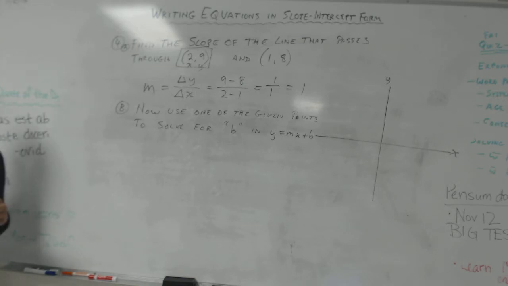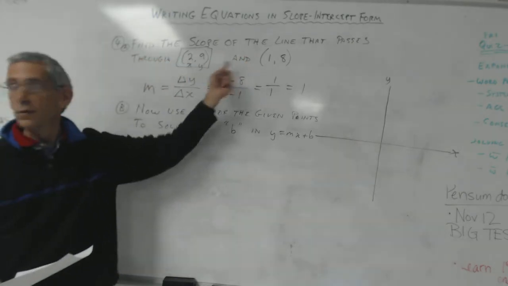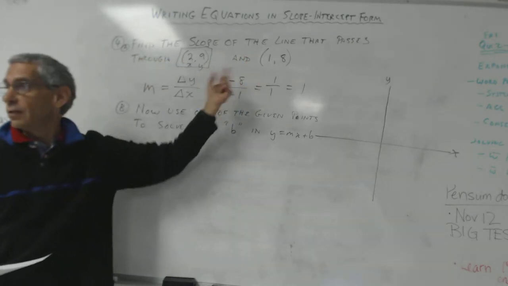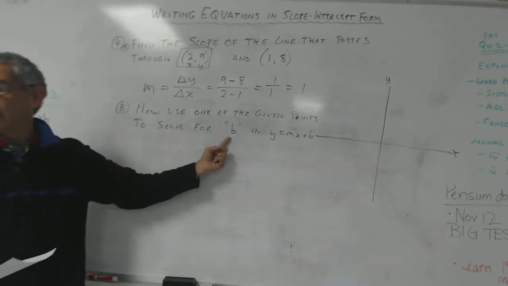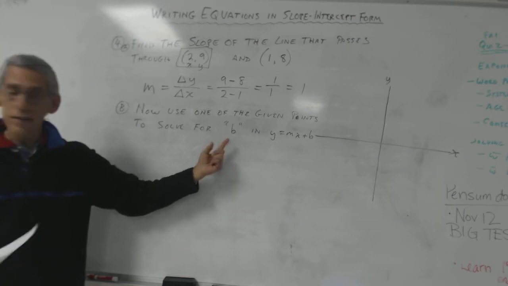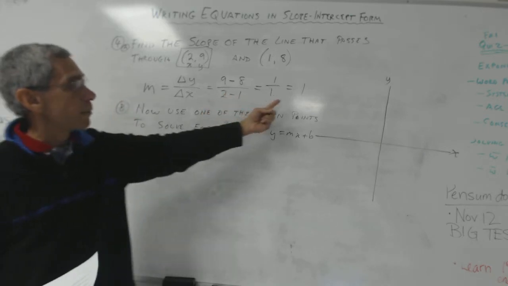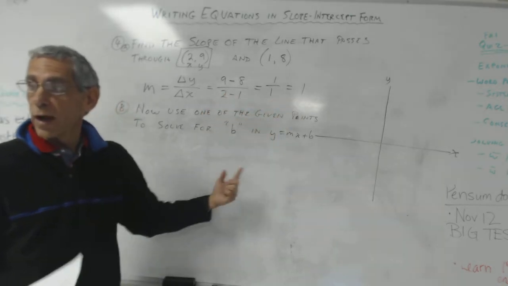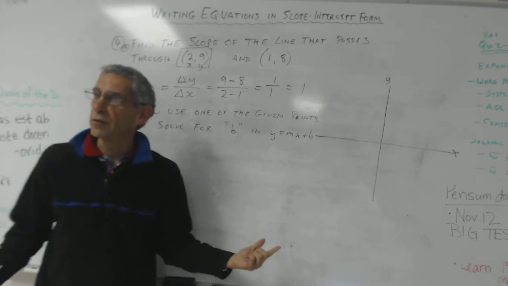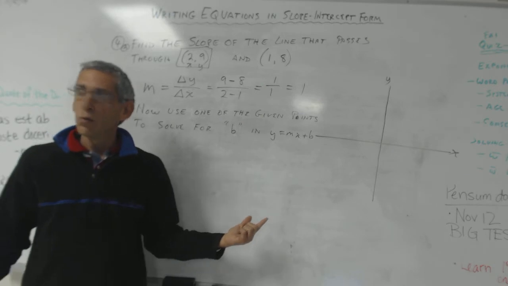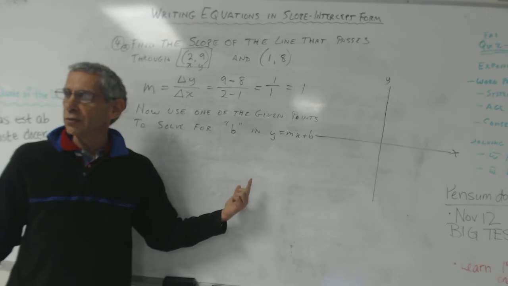So let's think about what I'm asking. In this problem, going back to A, they gave me two points: (2, 9) and (1, 8). I can use either one of those points, and I have to solve for b in order to write my equation. Because my equation is y equals mx plus b, and I already know the m. The m is 1, right? So I could say y equals 1x plus b, but I don't know what the y-intercept is. Did they give me an x and a y anywhere that I could substitute in so that I have a b?